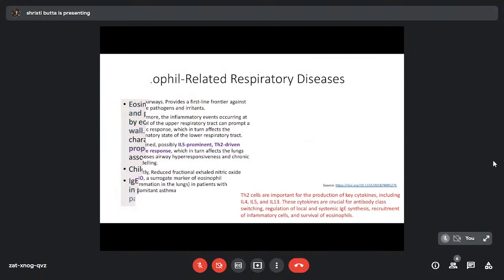Now, eosinophil related respiratory diseases. That is very important because eosinophilic infiltration in chronic rhinosinusitis and nasal asthma is known to us, right? But how does that happen? Now, upper airways provide a first-line frontier against airborne pathogens and irritants. Furthermore, the inflammatory events occurring at the level of the upper respiratory tract can prompt a significant increase in the IL-5 T helper 2 driven immune responses.